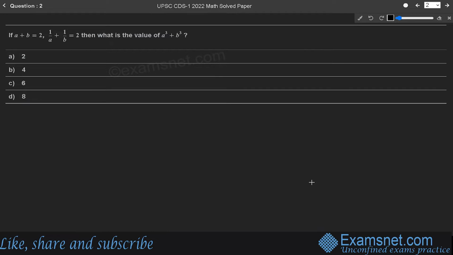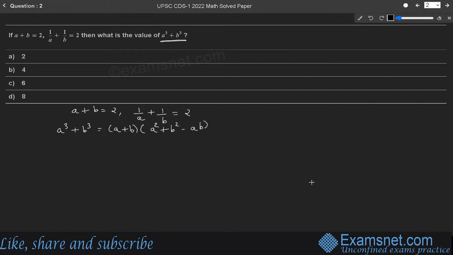Next question is, if A plus B is equal to 2 and 1 by A plus 1 by B is equal to 2, then what is the value of A cube plus B cube? See, we know the formula for A cube plus B cube. We know that A cube plus B cube is equal to (A plus B) into (A square plus B square minus AB).